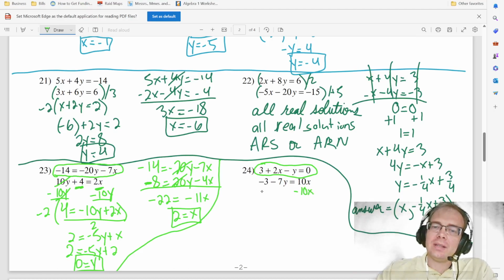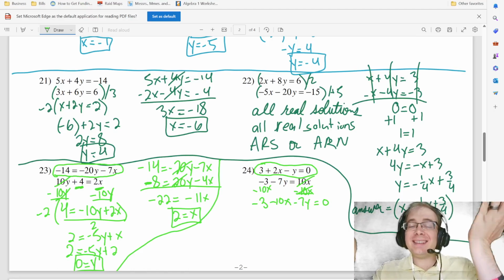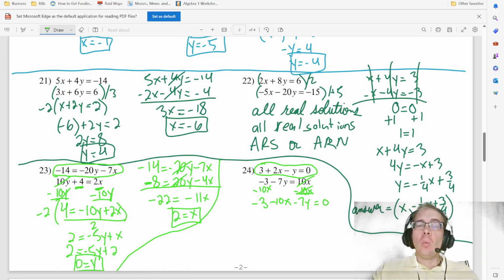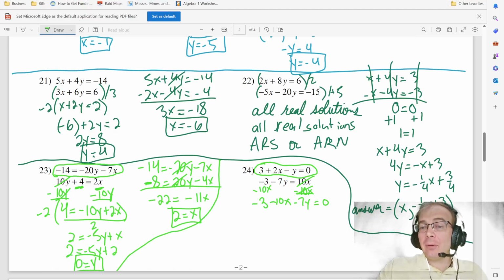So negative 10x, negative 10x. Boom, boom. So I want the number first, okay? Then the x term, okay? Then the y term, okay? And then set it equal to 0. Cool. We have everything lined up. It does not matter what order everything's in, as long as they're both in the same order.